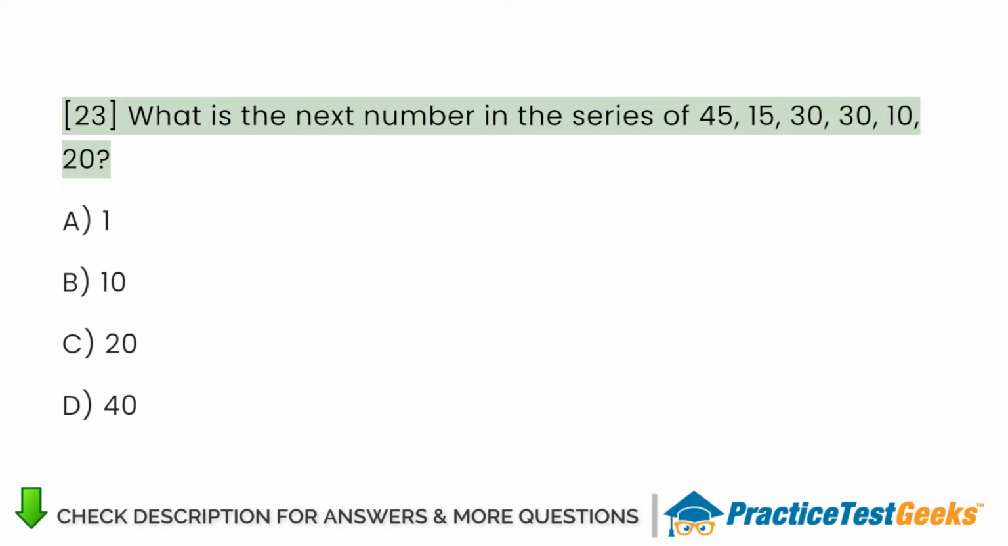What is the next number in the series of 45, 15, 30, 30, 10, 20? A. 1. B. 10. C. 20. D. 40.